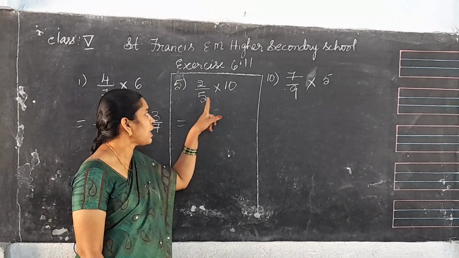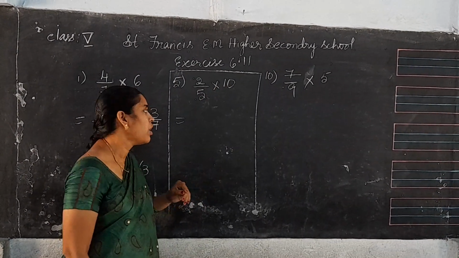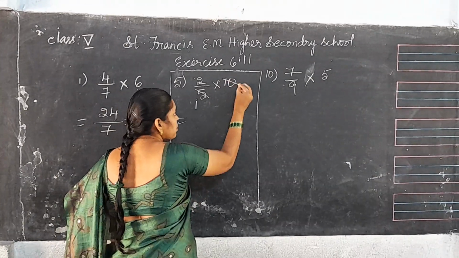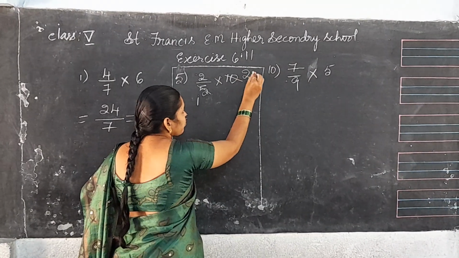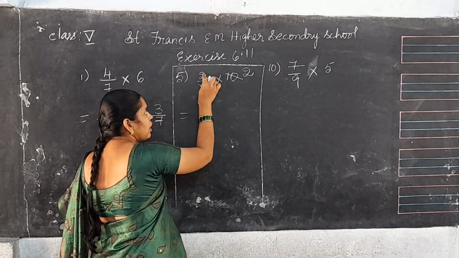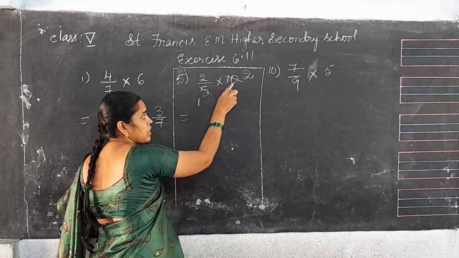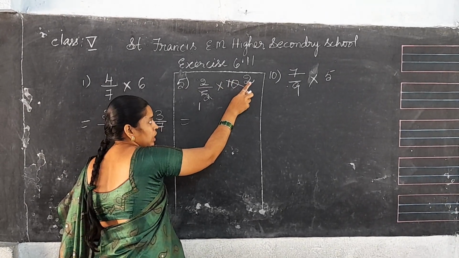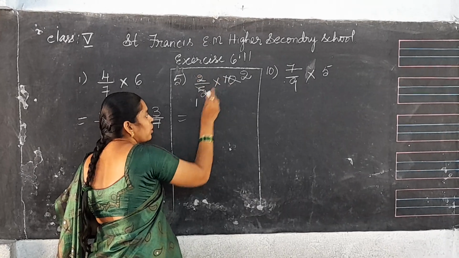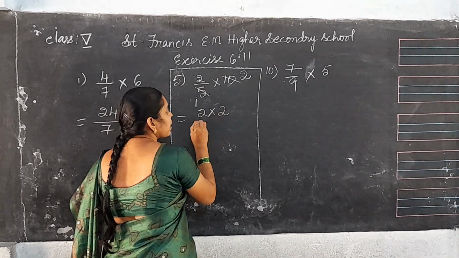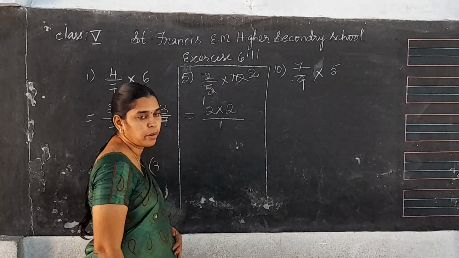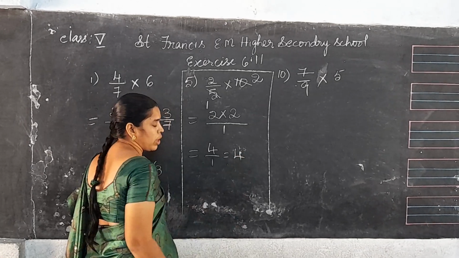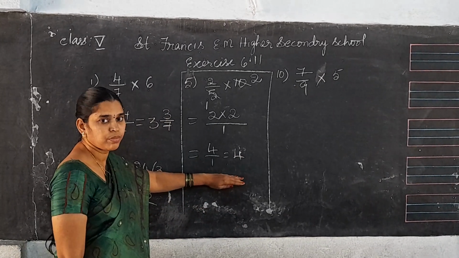So, cancel these two numbers by 5. 5 how many times will go in 5? 1 time. Right? Now 5 how many times will go in 10? 2 times. Now what is left that we have to do? Multiplication. After cancelling you will get the whole number. That whole number into numerator. 2 into 2 by 1, the denominator. So 2 2s are 4. 4 by 1 means that is nothing but 4.